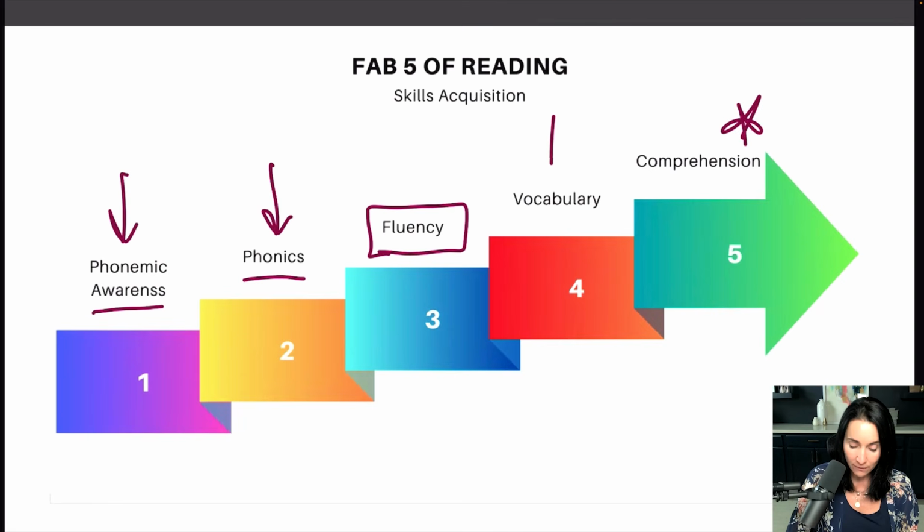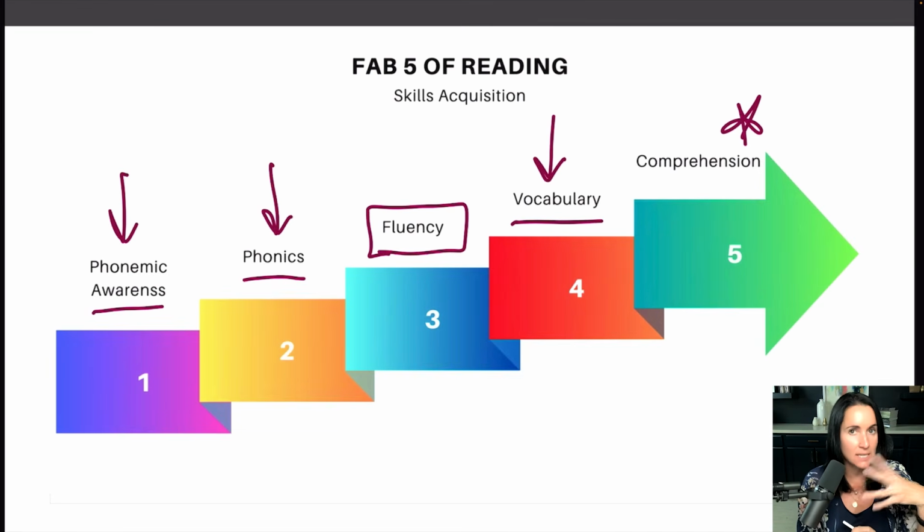Also, we need to acquire vocabulary. So as we are reading fluently through text, we might get to a word that we don't quite understand. And so we might use different clues inside the sentence, inside the passage, perhaps even pictures next to the passage in order for us to figure out some more complex vocabulary.